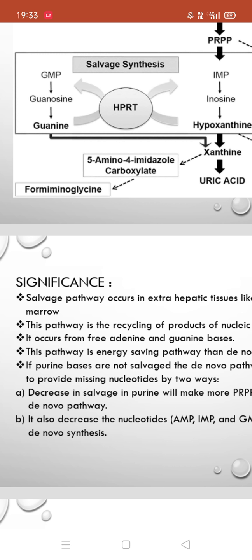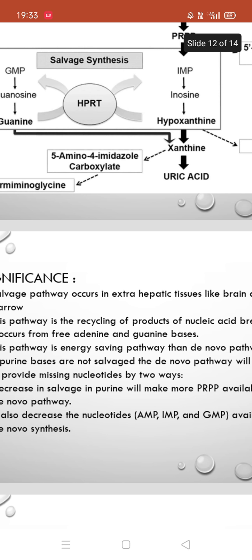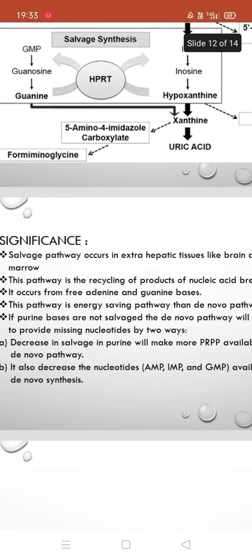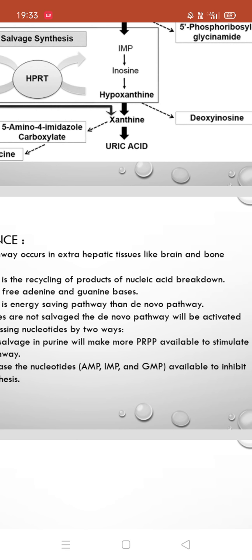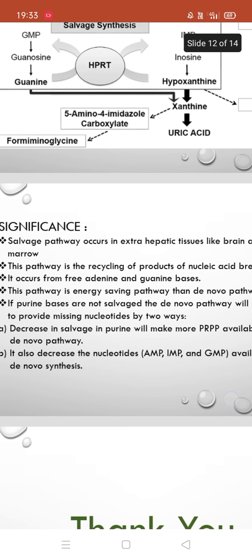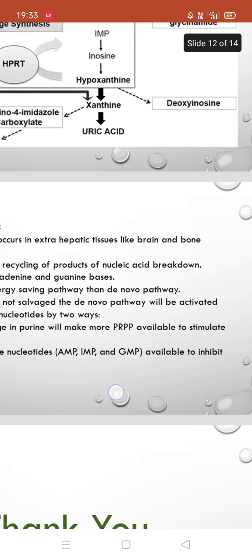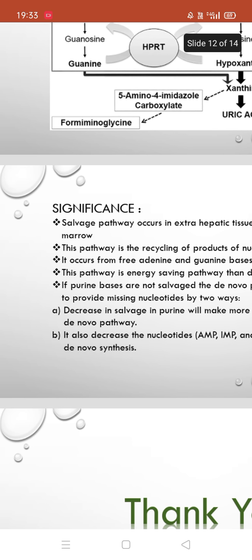Then de novo pathway. If purine bases are not salvaged, then the de novo pathway will be activated to provide missing nucleotide in two ways. Decrease in salvage of purine will make more PRPP available to stimulate the de novo pathway. It also decreases the nucleotides like AMP, IMP, GMP available to inhibit de novo synthesis.